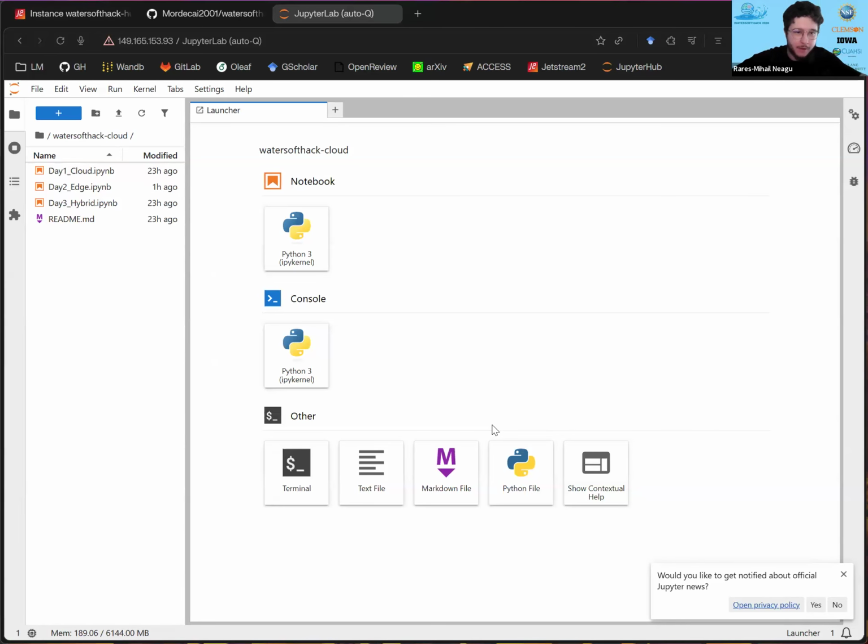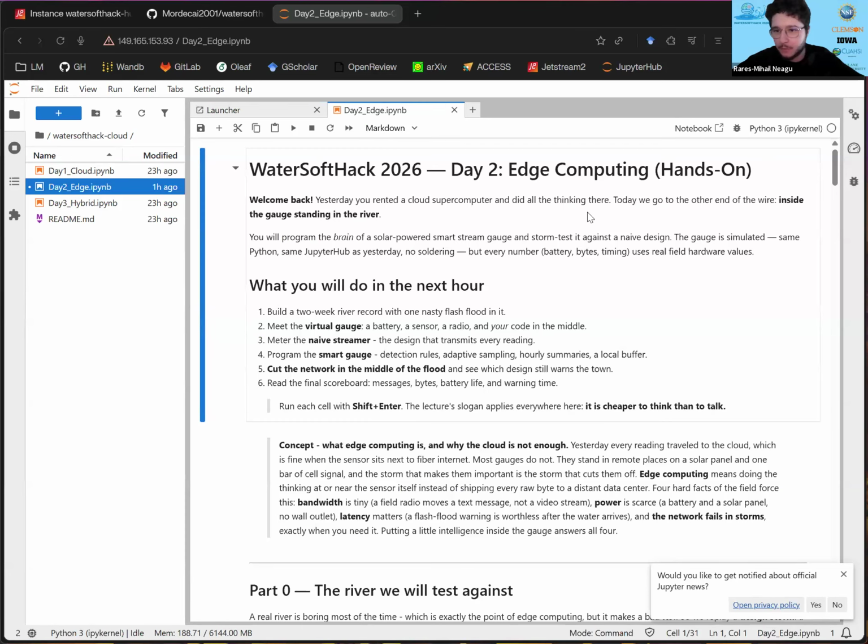Since there are no issues, then we can get started. So again, you should have a copy of the repository I shared yesterday. You should be able to just go to day 2 and you should have the code over there.